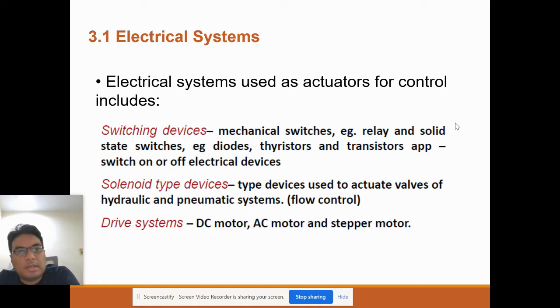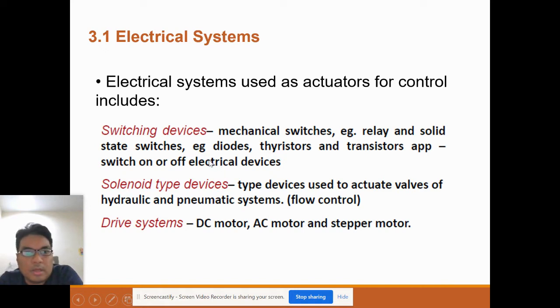Basically, in an electrical system, we use the electrical actuator to control. Along the lecture, you will go through these three terms. The first one is a switching device, which includes a mechanical switch, for example a relay, and also the solid state switch, which includes the diodes, thyristor, and transistor. The application is as a switch, to turn an electrical device on or off, basically.